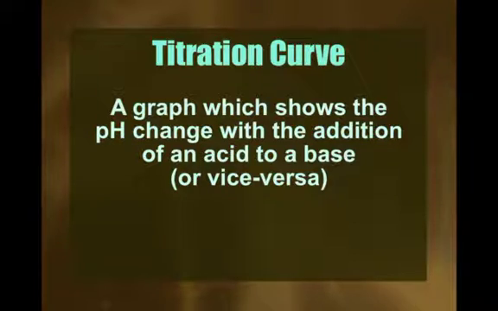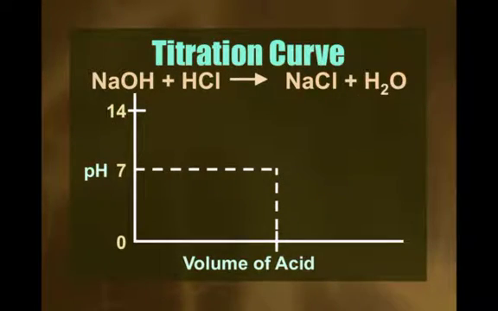Well, that would be what we talked about yesterday. That's an indicator, because when you add that indicator, it's going to change as you keep adding those drops, because the pH is going to change. So a titration curve is a curve that shows the change in pH with the addition of an acid or a base, or vice versa, depending on what you're doing.